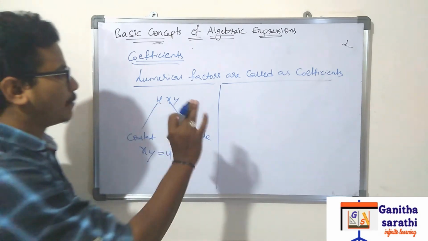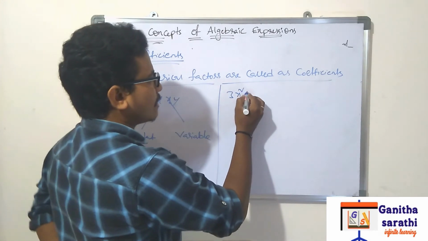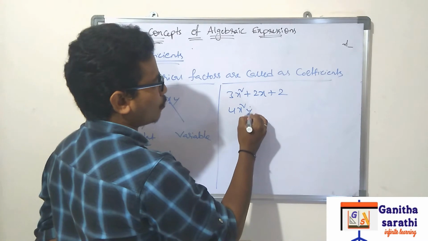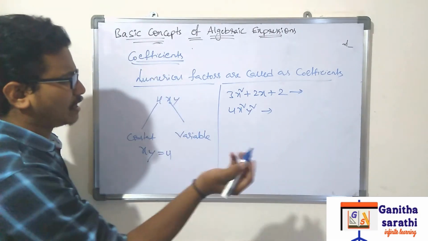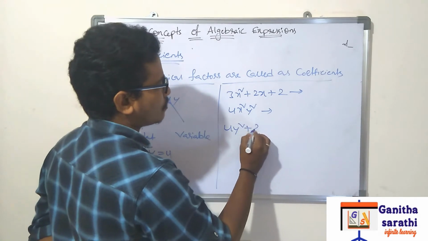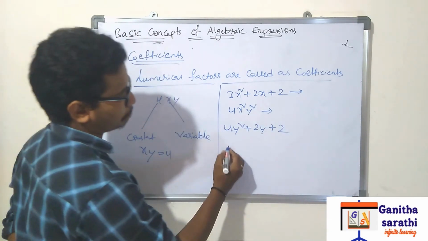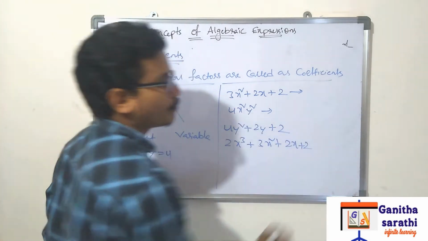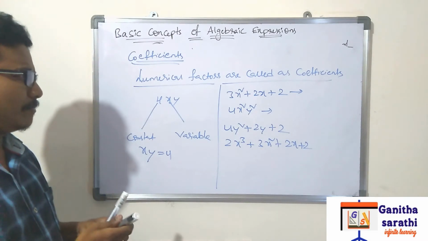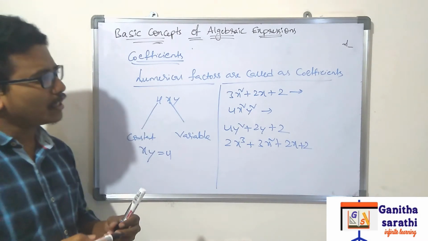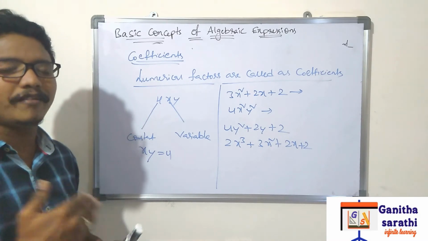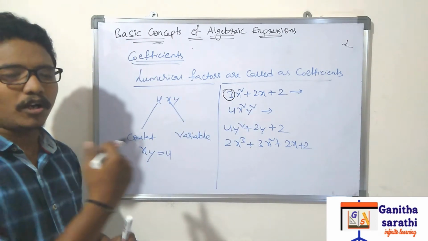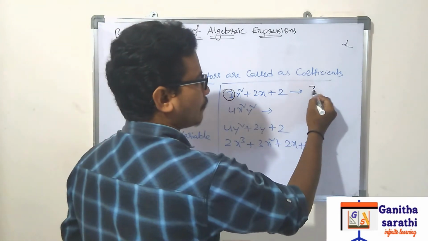Understood. Numerical factors, numbers which are multiplied to the variables, are called coefficients. Now let us take some examples here: 3x square plus 2x plus 2, and 4x square y square. Next, 4y square plus 2y plus 2. Next, 2x cube plus 3x square plus 2x plus 2. Now let us see the coefficients. What is the coefficient of x square? It is 3, because 3 is the constant that is multiplied to x square.